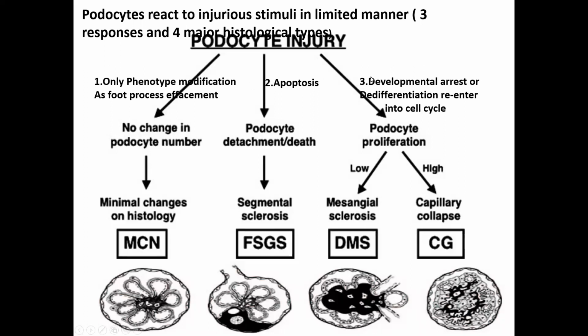And finally, as a result of podocyte injury, the podocyte will undergo developmental arrest or de-differentiation. As I already pointed out, the podocyte is terminally differentiated, but as a result of injury, de-differentiation may occur. So it may lead to re-entry into the cell cycle. As a result of podocyte proliferation, two morphologies are frequently observed on light microscopy: one is collapsing glomerulopathy and the other is diffuse mesangial sclerosis. We will see each morphology one by one, and we can discuss the causes also.